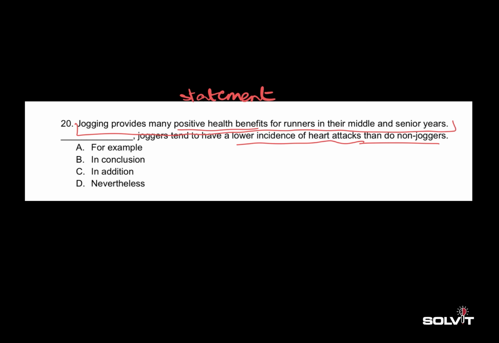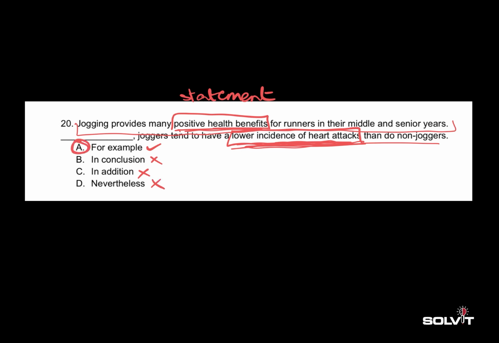Now, the second sentence is giving you an example, right? It's sort of building upon the previous idea and it's giving you an example of that. Joggers tend to have a lower incidence of heart attacks, right? It's giving you an example of the positive health benefits, right? Lower incidence of heart attacks. So let's look at the options. For example, can be used. In conclusion, cannot be used because we're not summarizing or concluding anything. In addition, cannot be used because we're clearly giving an example of the statement. Nevertheless, can also not be used.